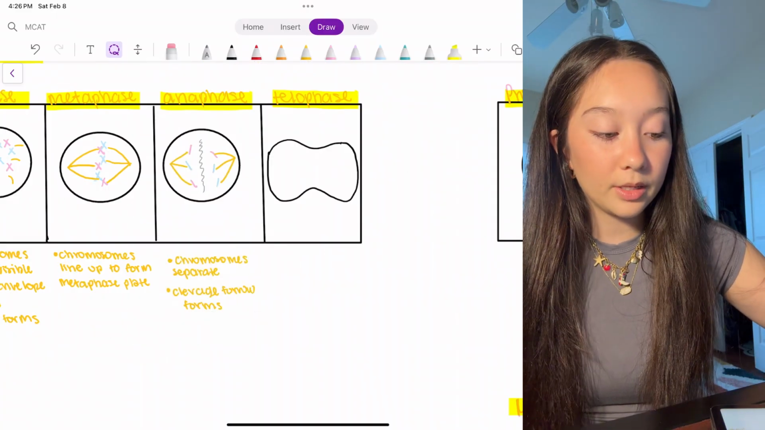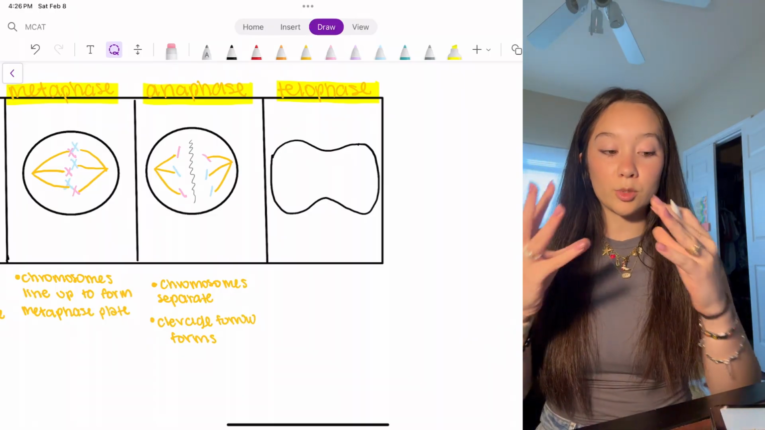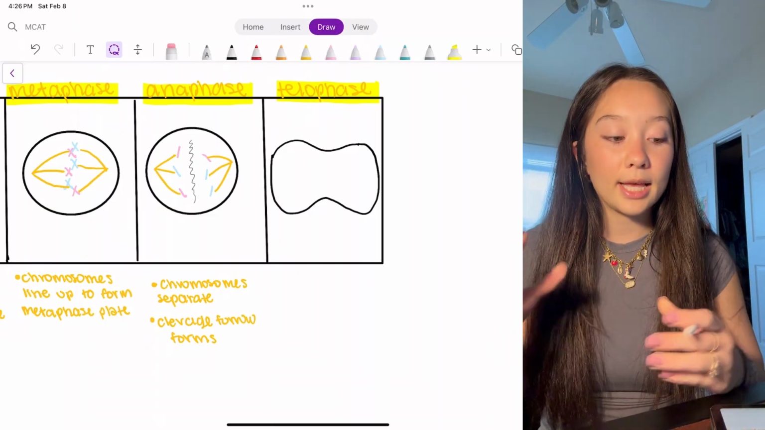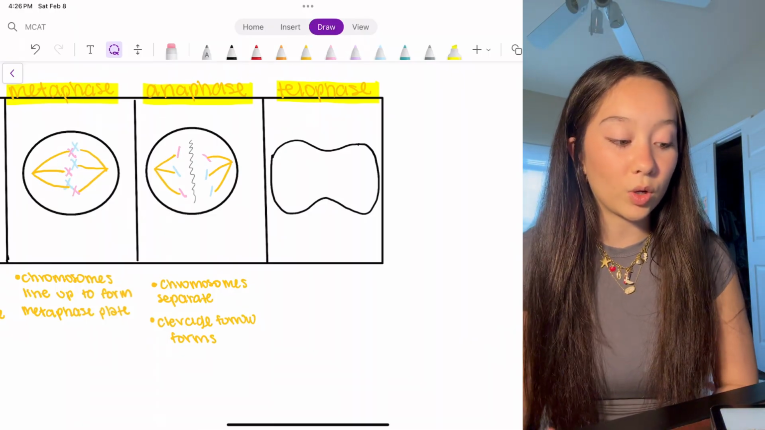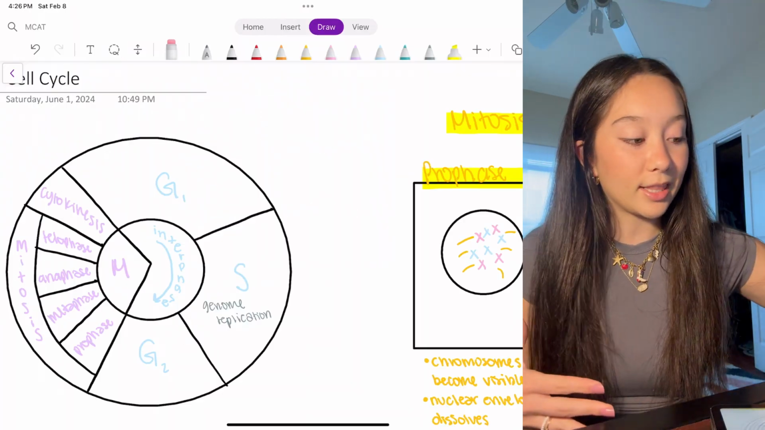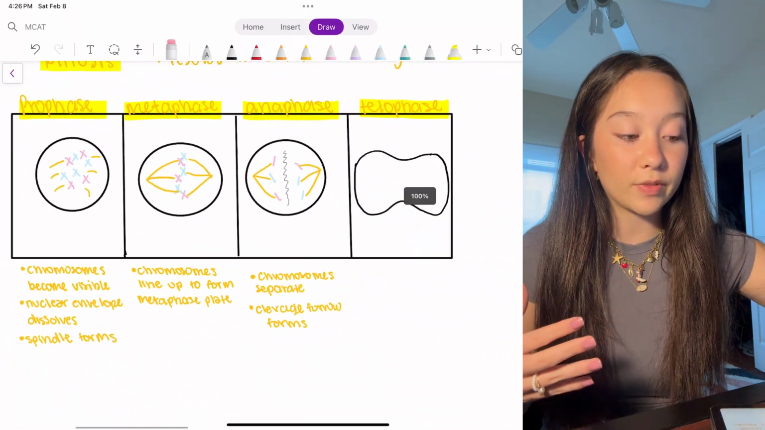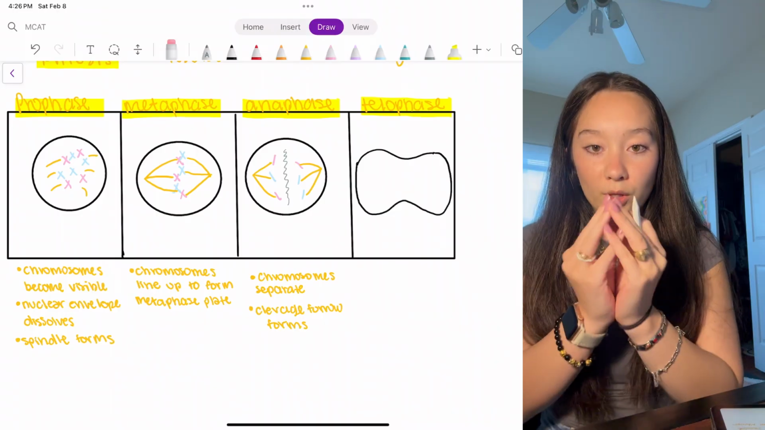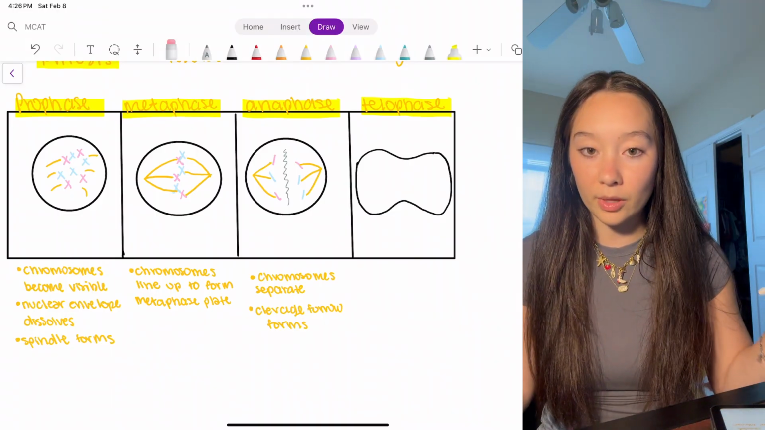So, as you can see, the chromosomes are fully separated, and that little gray line in the middle is called the cleavage furrow. And this is just straight down the center of the cell, and that's going to help the cell split, and it's going to help the cytoplasm split.